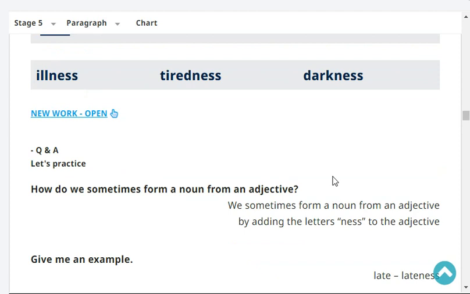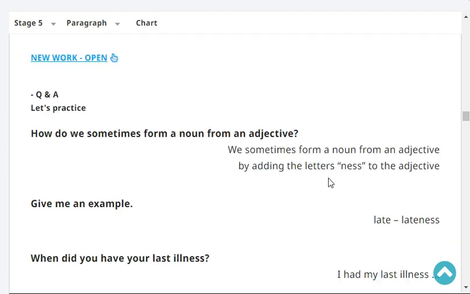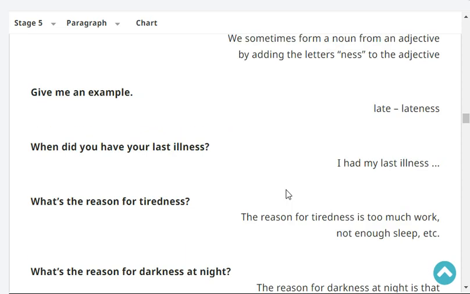How do we sometimes form a noun from an adjective? We sometimes form a noun from an adjective by adding the letters "ness" to the adjective. Give me an example, please. Late, lateness.